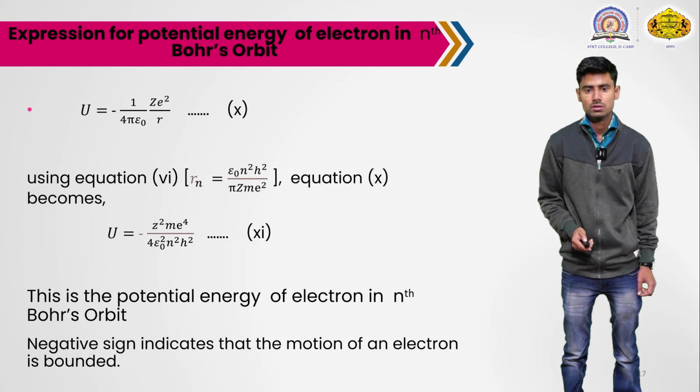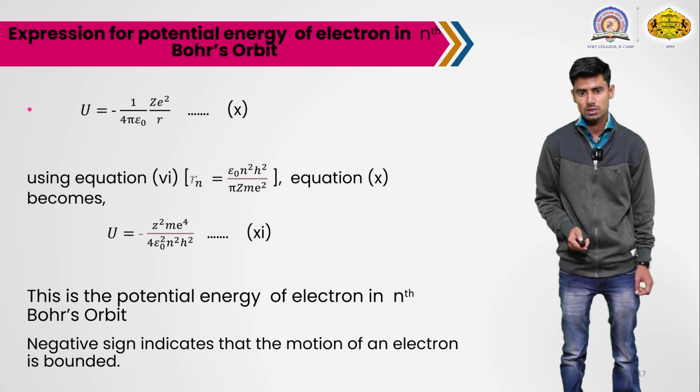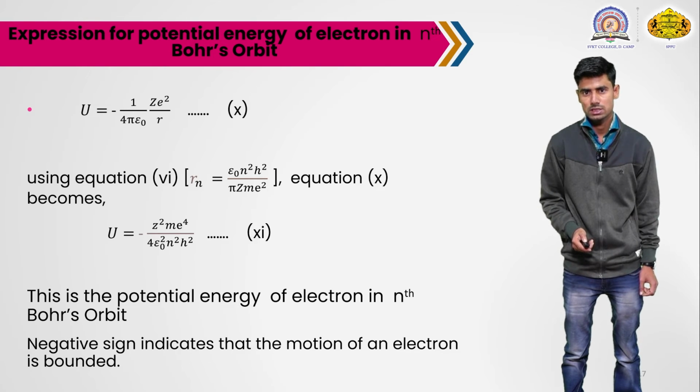Okay, now we have the value of r from equation 6 already. From equation 6 we have the radius of the nth Bohr orbit as epsilon naught n square h square by pi Z m square. If I substitute this value of r in the formula for the potential energy, I will get finally the potential energy of the electron as U equals minus Z square me power 4 divided by 4 epsilon naught square n square h square. So this is the expression for the potential energy of the electron in the nth Bohr's orbit.